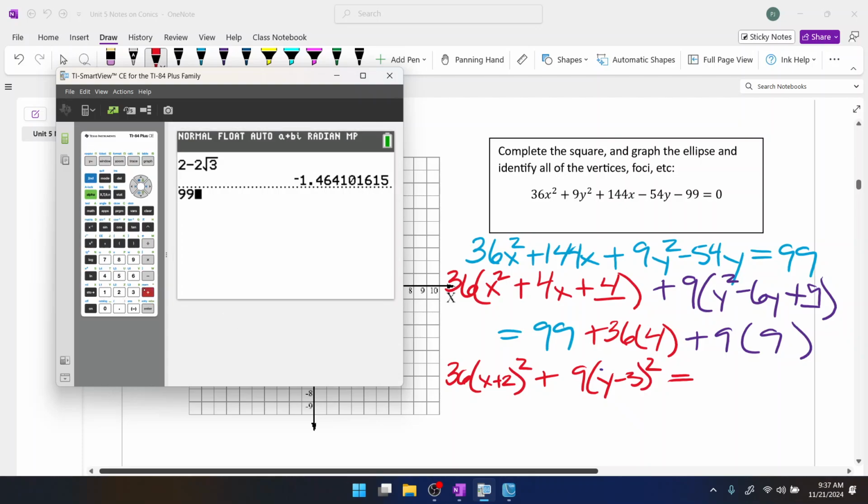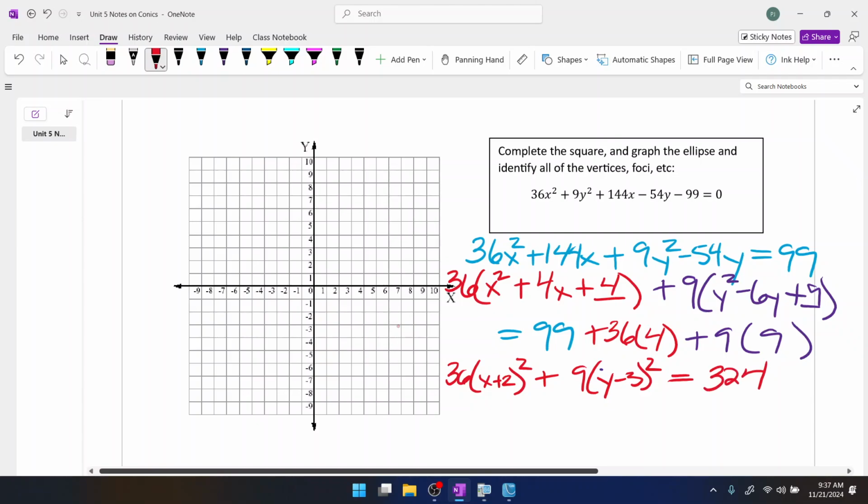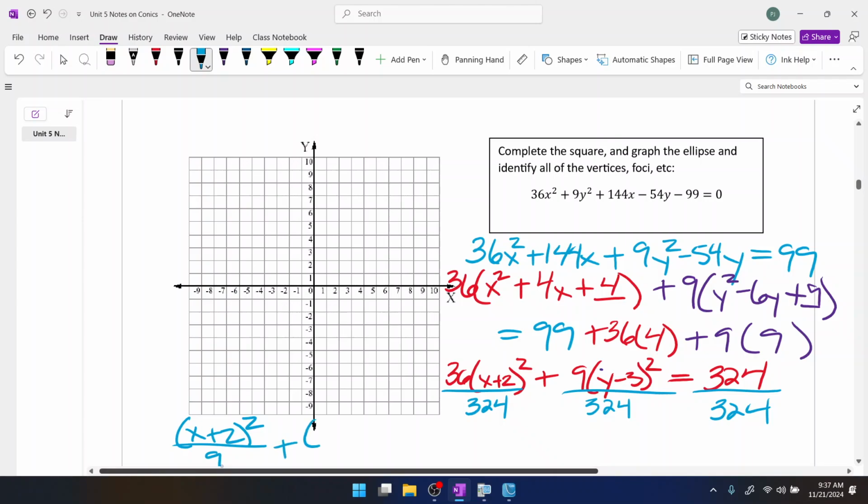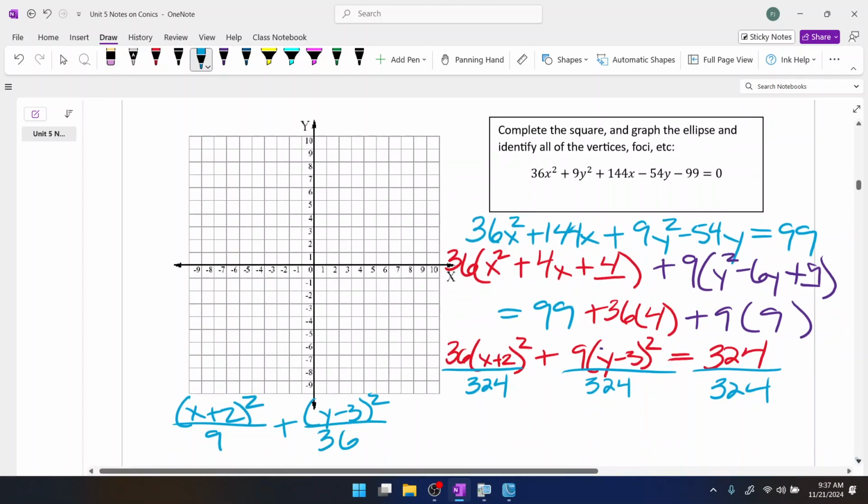Because here's the thing, 9 times 9 is 81, plus 36 times 4 is 144, so 324. So if we divide out by 324 on everything, 36 times 9 is 324. So we're left with x plus 2 quantity squared over 9 plus y minus 3 quantity squared over 36 equaling 1.